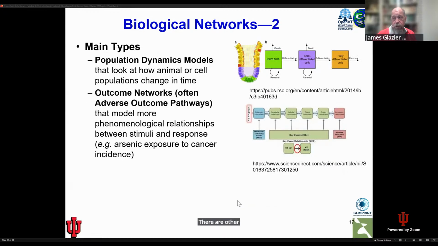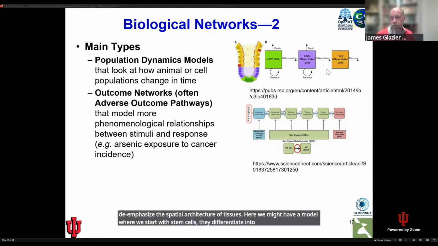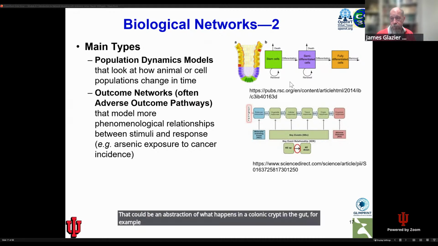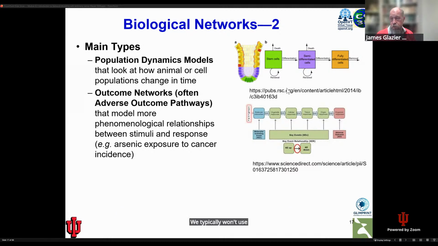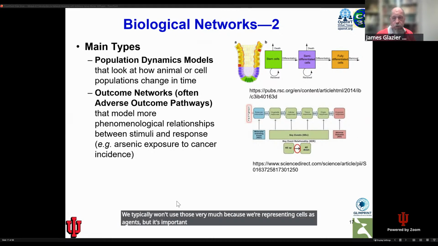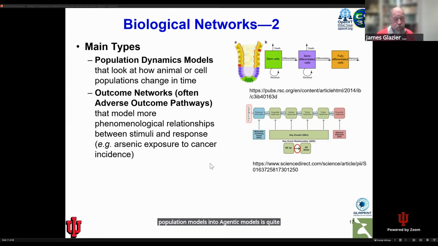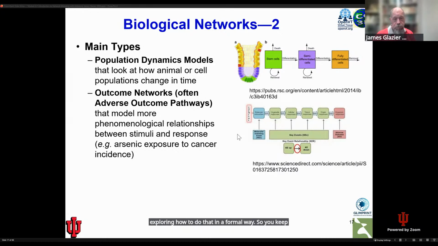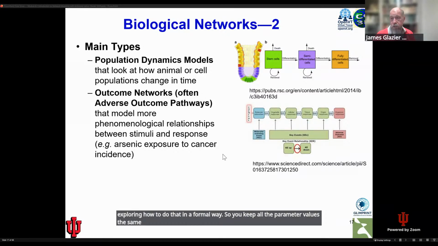There are other kinds of network models, population dynamic network models, which de-emphasize the spatial architecture of tissues. Here we might have a model where we start with stem cells, they differentiate into semi-differentiated cells, those replicate and differentiate into fully differentiated cells. That could be an abstraction of what happens in a colonic crypt in the gut, for example. We typically won't use those very much because we're representing cells as agents, but it's important to remember how they work. And translating those kinds of population models into agent-based models is quite interesting. T.J. Sego has published a couple of papers exploring how to do that in a formal way, so you keep all the parameter values the same, and also see what the differences are in the results.